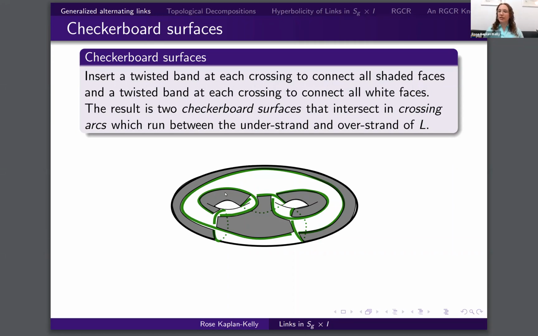Notice that these two surfaces are going to intersect precisely at each of those crossings. And they'll intersect in an arc that runs from the understrand to the overstrand at that crossing. So we can see here this shaded checkerboard surface intersects this white checkerboard surface at some arc running from this understrand to the overstrand. And that's called a crossing arc.